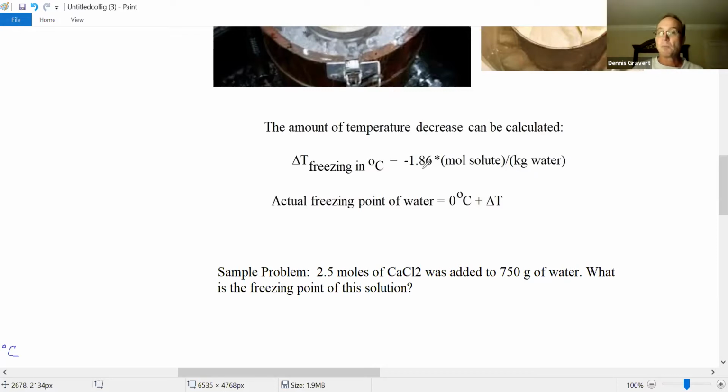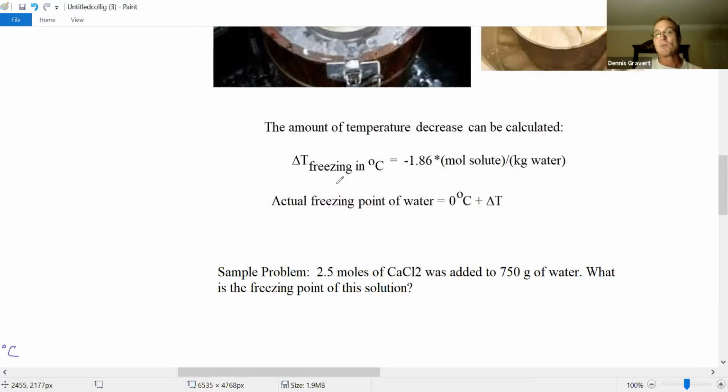It's still water, but we're not boiling it, we're freezing it. So that's why the number changed from 0.51 to 1.86. And then this minus sign, why is that there? Oh yeah, the temperature is supposed to go down, it's supposed to decrease. So that's why there's a minus sign. It's going to be a lower temperature.